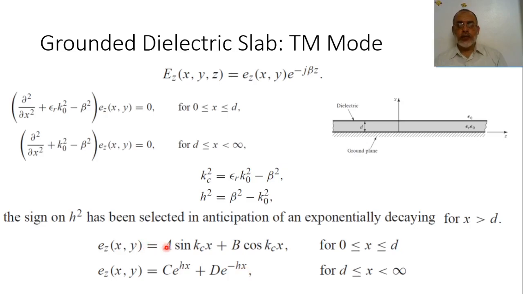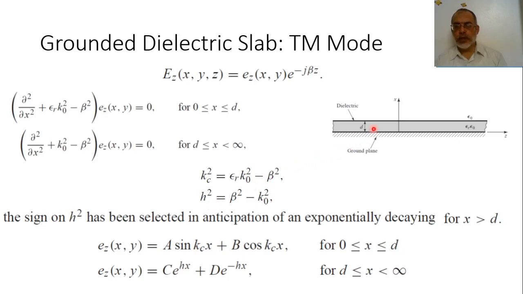Now we have four unknown coefficients a, b, c, and d. In addition to them, we have the value of beta. According to the value of beta, we can determine kc and h. So we have 5 unknowns. It is required to determine these 5 unknowns by using the boundary conditions.